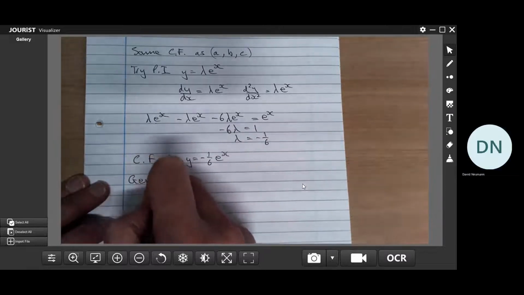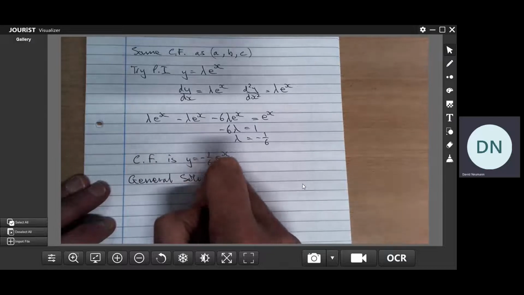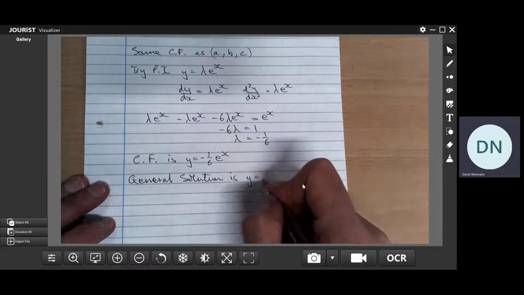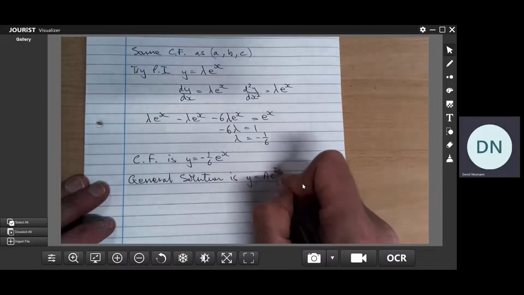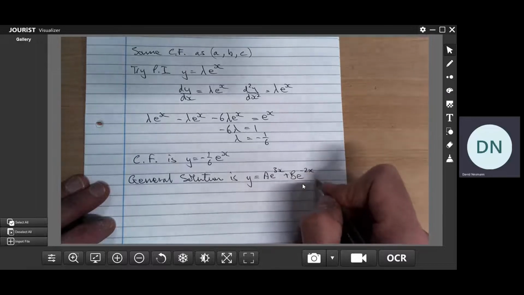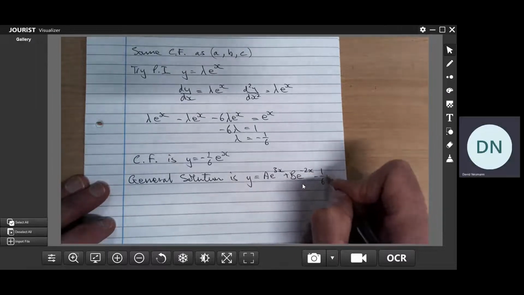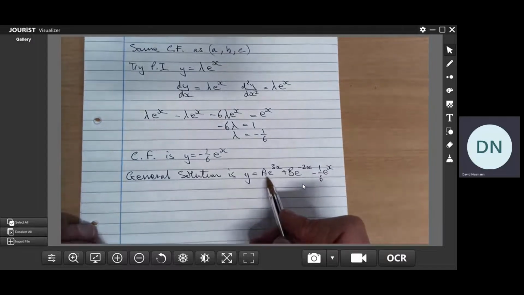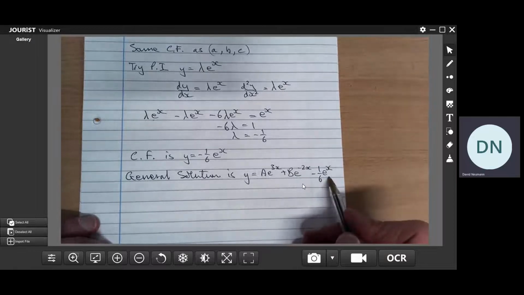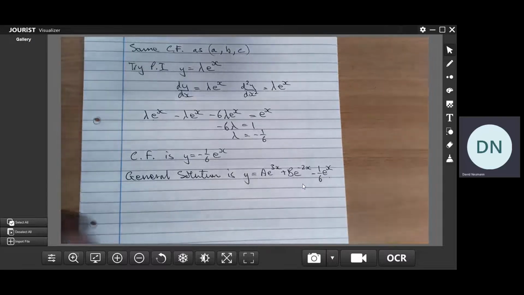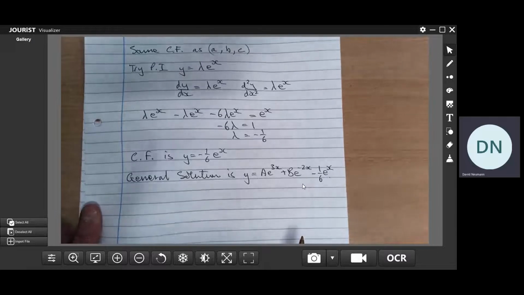General solution is y equals a e to the 3x plus b e to the minus 2x minus 1 over 6 e to the x. So you can see that we've actually got a combination of three exponential functions here, one of which we know the coefficient for, but the other two we don't know the coefficient, and we would need values to substitute in order to find those.